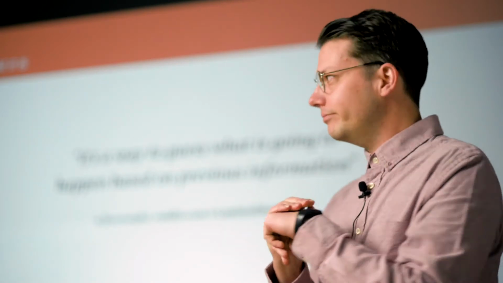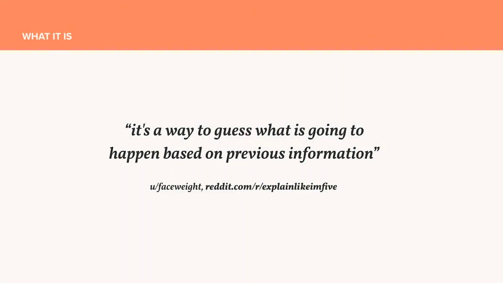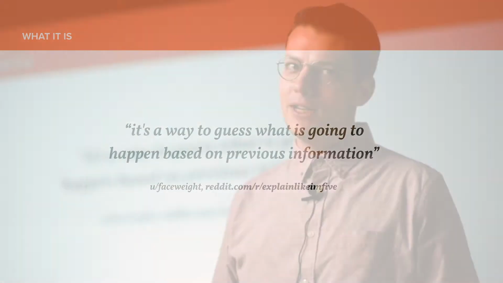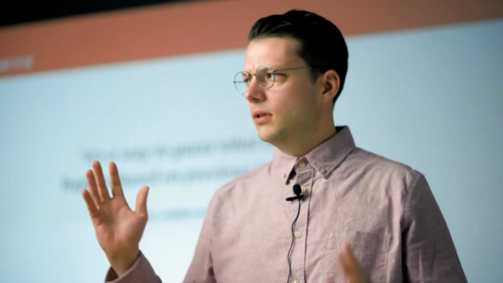linear regression. This is from the Explain Like I'm 5 subreddit. So thanks to the user FaceWeight, it's a way to guess what's going to happen based on previous information. And that's really true because we're taking the previous information and putting it into a computer and we get charts like we saw in Cotton's presentation and Hiromi's presentation and someone else's presentation. I feel like there was Matt's presentation.